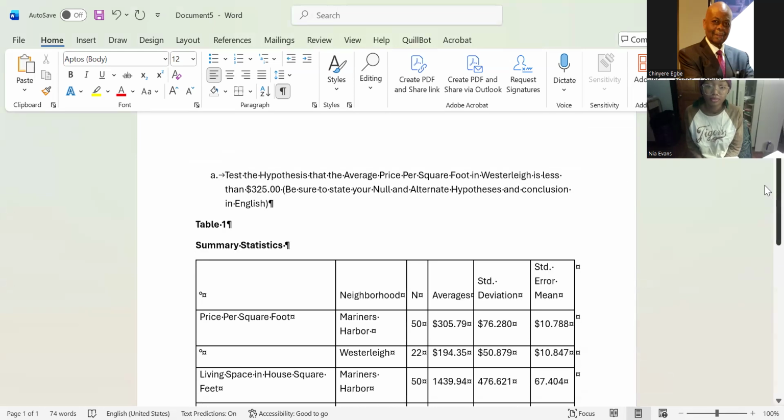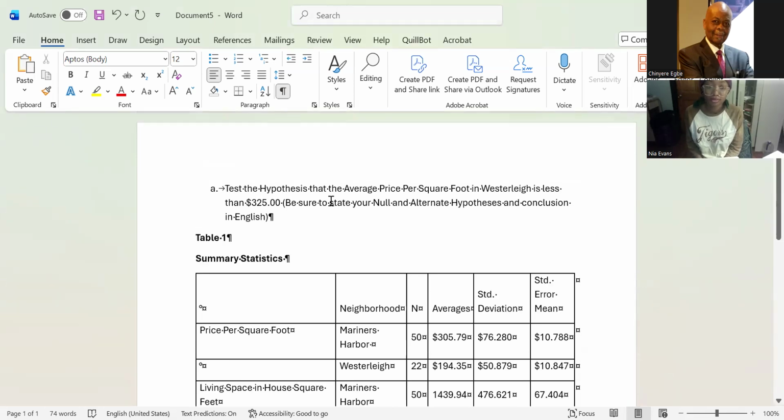Here it says, test the hypothesis that the average price per square foot in waste layer is less than 325. But I'm going to test the hypothesis in two ways. There is something called a two-sided hypothesis. There's also something called a one-sided hypothesis.